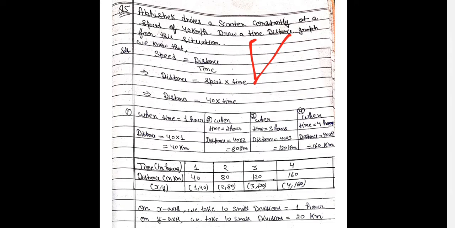Only the speed is given, so with the help of speed, we have to find the values of time and distance. Then we have to draw the graph, and then we have to give the answer to the question also.